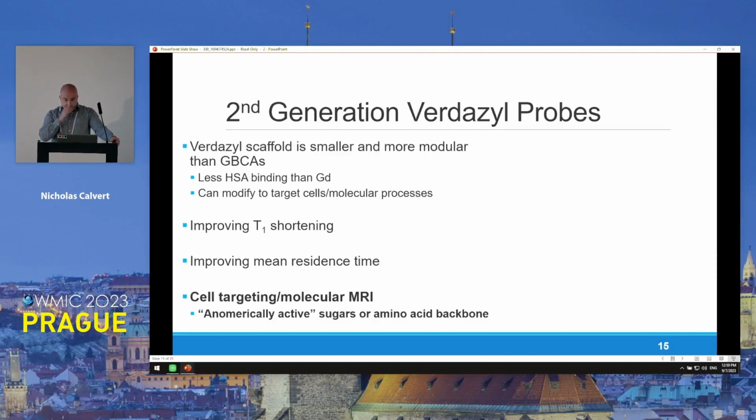So that was great in terms of a kidney imaging agent. We got a really good probe that would faithfully show both GFR and spatial resolution. But I think there's a lot more power to these verdazole probes than we talked about today. The verdazole scaffold is a lot smaller and more modular than the gadolinium-based agents. We can do a lot more with it. It weighs a lot less in terms of molecular weight, and it's easier to work with in terms of chemical modification. We also found in some of our work that we have a lot less serum albumin binding than gadolinium, and we can modify these things very easily.